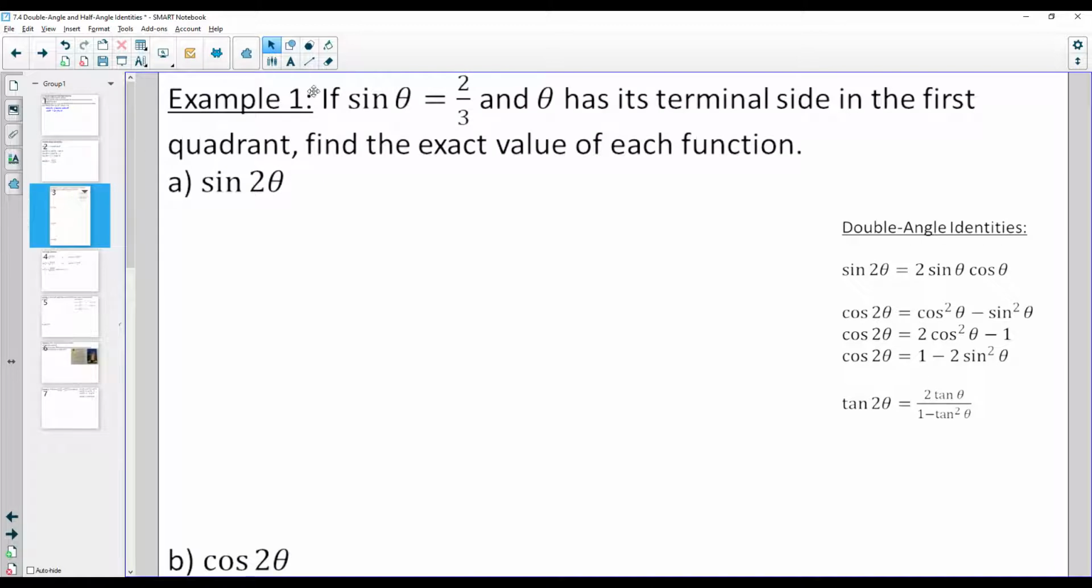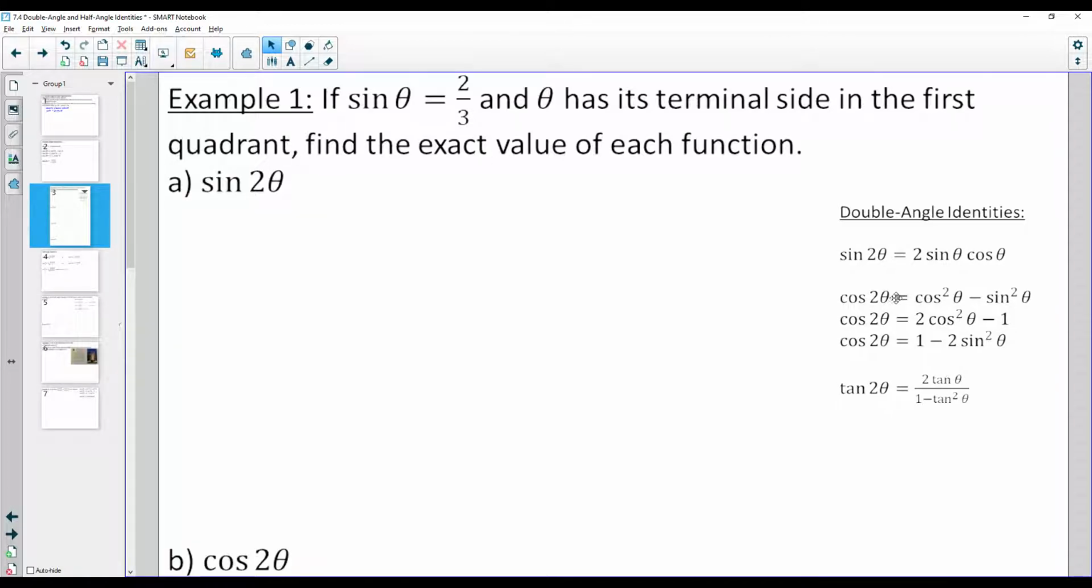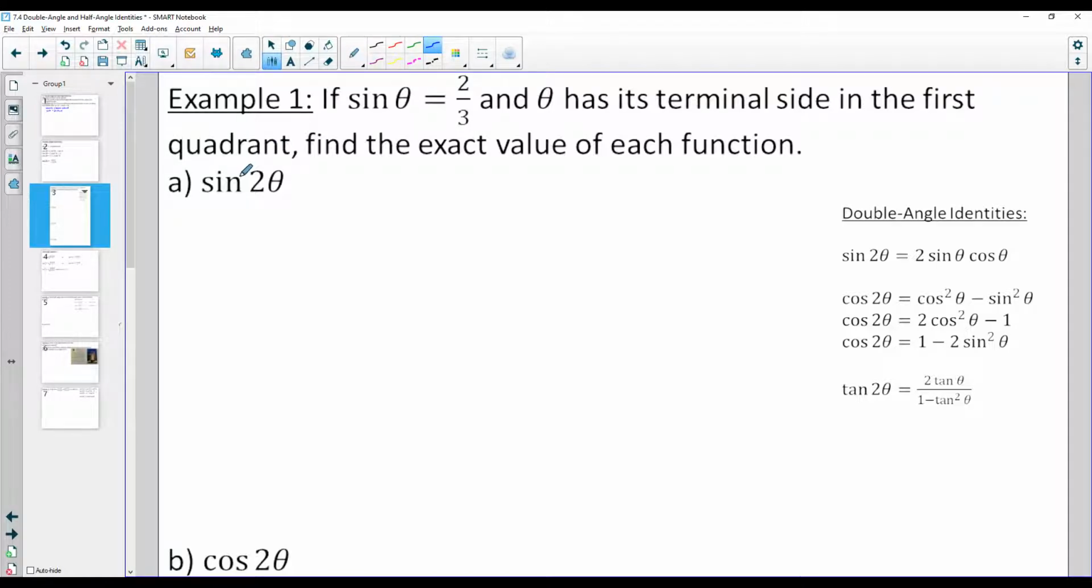And so for our first example, we have if sine of theta is 2/3 and theta has its terminal side in the first quadrant, find the exact value of each function. And I put our double angle identities over here just in case we need to reference them. And so we have sine of 2 theta. Well, we only have one thing for that, and that is 2 times the sine of theta times the cosine of theta. One problem with that one is we don't have cosine of theta, but we do have sine of theta, so we can find it.